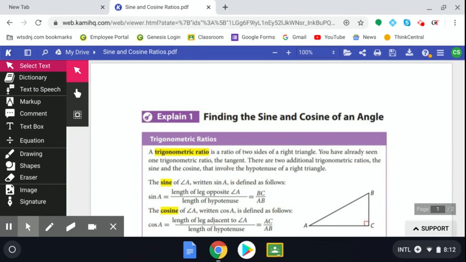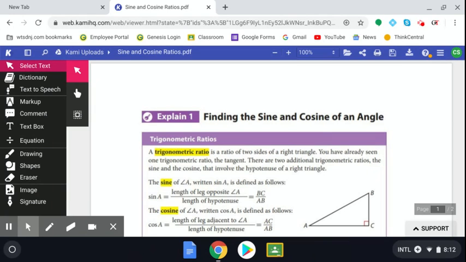Okay, so yesterday the lesson was about the tangent ratio. Today we're going to talk about another two trig ratios. They are called sine and cosine. And those are the trig ratios that we're going to use in geometry.